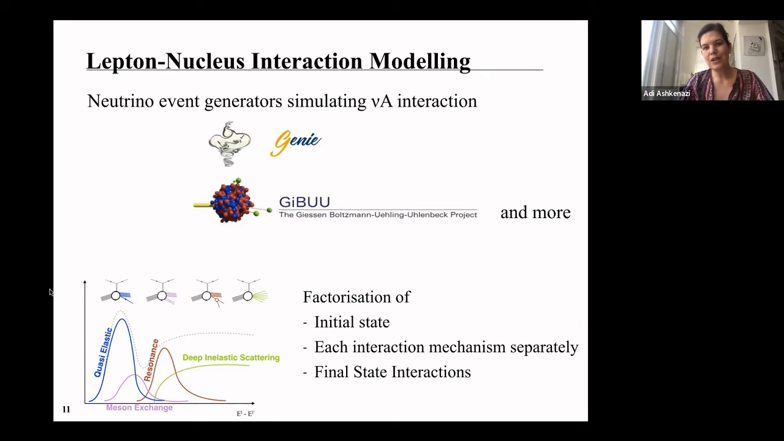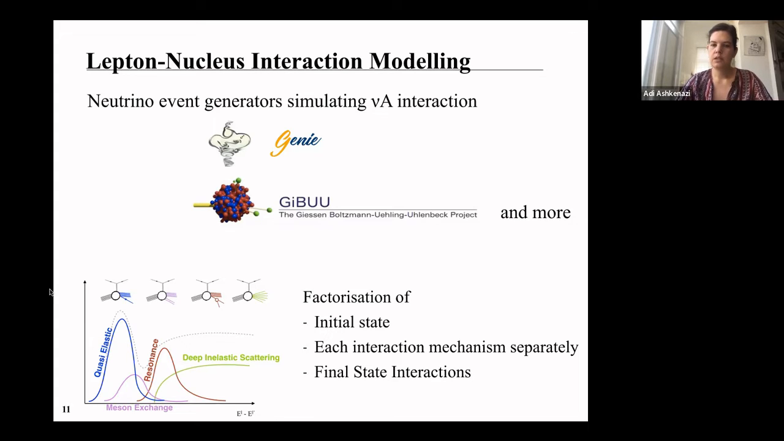In the neutrino world, we have some event generators with the potential goal of describing not only quasi-elastic or not only deep inelastic scattering processes, but all of the processes. I gave you two examples, GENIE and GiBUU. Of course, we have more, NEUT and NuWro, but these are just examples. They're all working using factorization of the interaction.